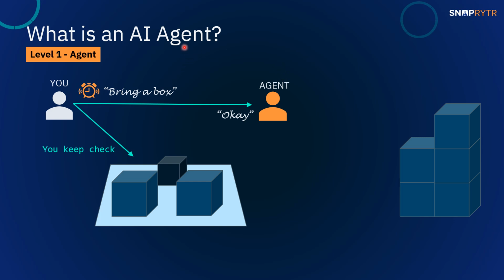So in this scenario, you are doing 2 jobs. You are overloaded with 2 jobs. First, you have to keep a check of the boxes. Number 2, you have to trigger the agent and ask it to bring the box. So you are doing 2 jobs, the agent is doing 1 job. This is not an efficient system. Let's make an advanced scenario where this agent fails, because new advancements are made when the previous ones are failing. So let's see where it fails.